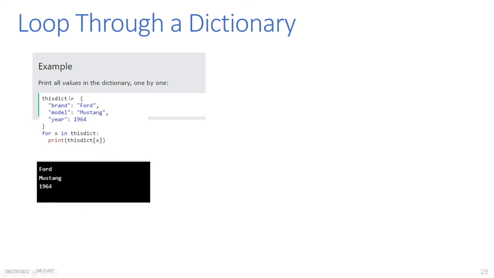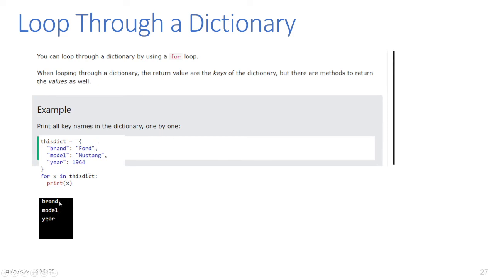Print all values. So what if we want to print all values in the dictionary one by one? If this is our dictionary, for X in this, print this indexed by X. So this will print the values, because again, X here are actually the keys. If you still remember, we can access each item by specifying the keys. So X here is actually the keys, as what has been shown in this example.